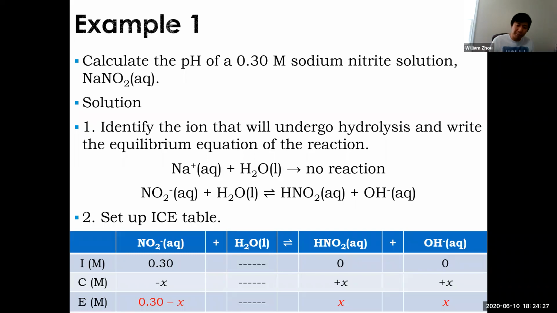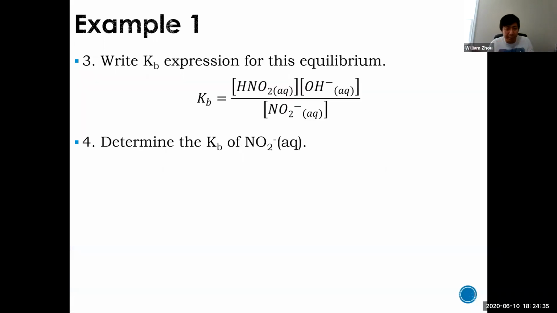So you've set up your ICE table. You have all the concentrations at equilibrium. It is time to calculate x. You can write the Kb expression of this. And because we know that NO2 behaves like a base, it produces hydroxide, it must be Kb, not Ka. What is the Kb of NO2? I don't know. The question doesn't tell me.